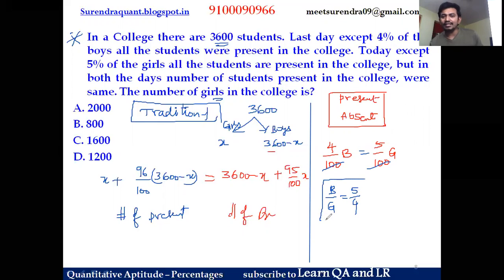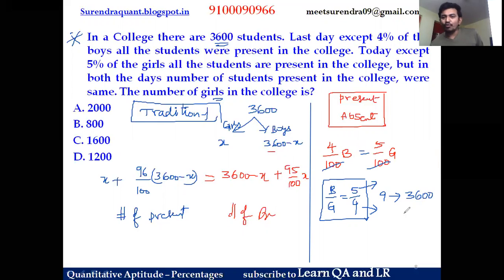Now we got it in a single step. Now 5 parts are boys, 4 parts are girls. Totally 9 parts, right? 5 plus 4, 9 parts. And the 9 parts is how much? 3,600 students. But we need to find out the number of girls, right?